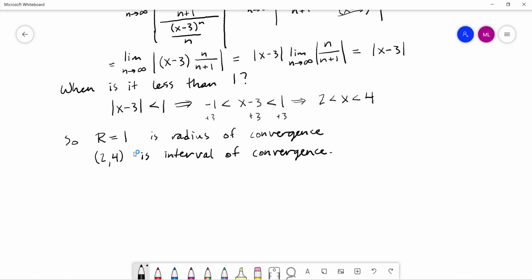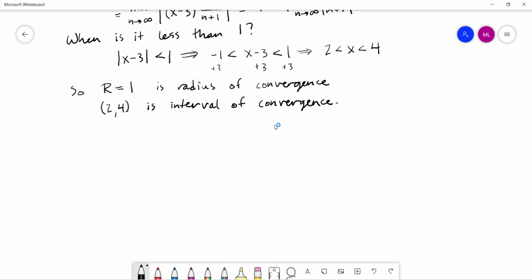So what you're going to see is a lot of these problems are going to involve the ratio test and sort of tweaking that ratio test to figure out what the radius of convergence is. So let's do some more. Let's keep practicing.